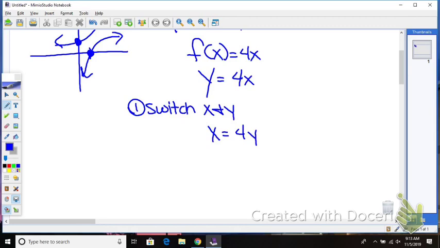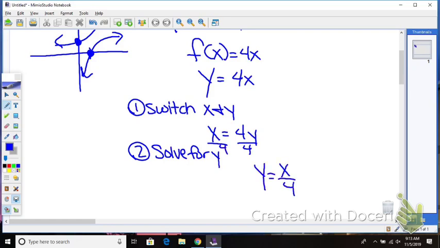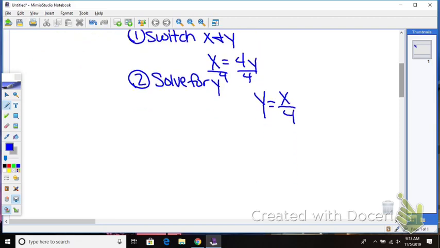And then the second step to find an inverse is to solve for y. So we're going to get y by itself. How do I move that 4 that's in front of y? Divide. So we're going to divide by 4, divide by 4. So I end up with y equals x over 4. And this is the inverse.